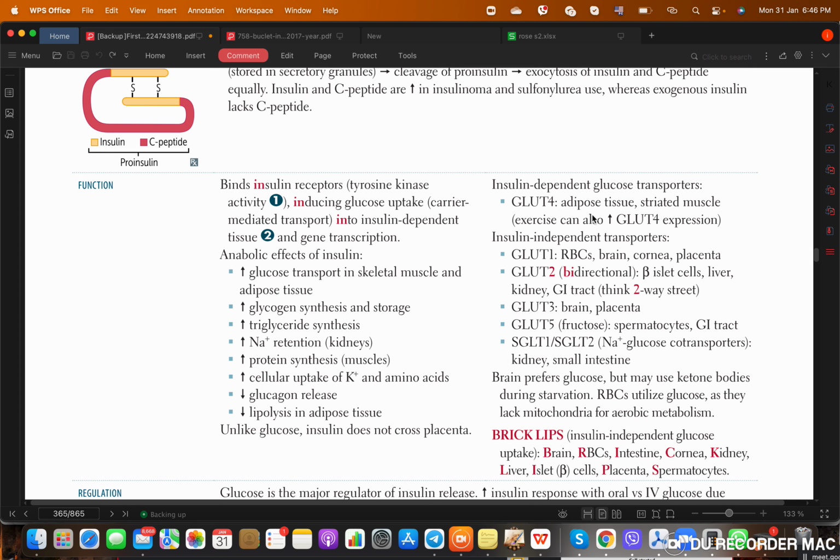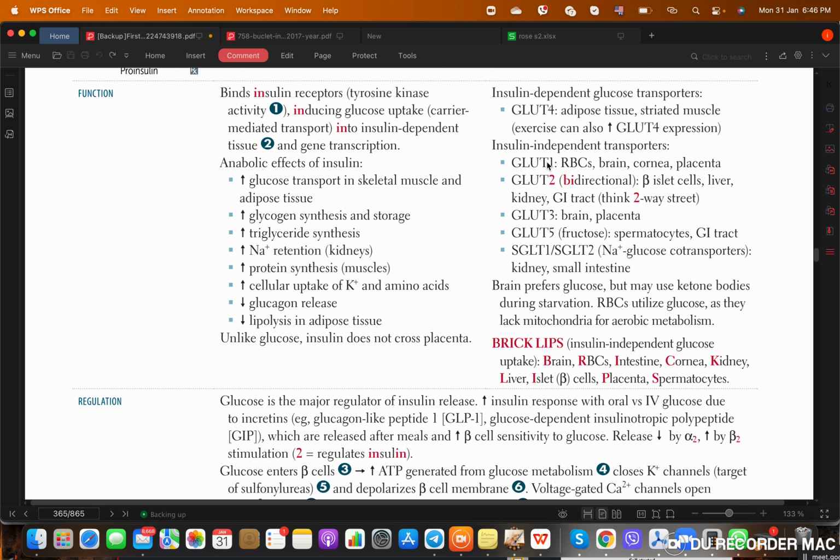So the next thing we write here is insulin-dependent glucose transporter, the GLUT4, which we said. It's located at the adipose tissue and the muscles. So during exercise, we will have more GLUT4 expression, which is important for the uptake of glucose. Okay? Okay, the next one.